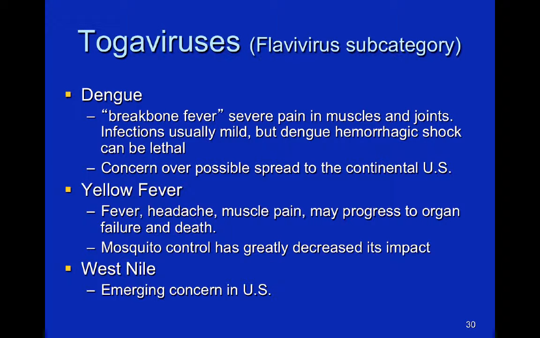And the encephalitis does not occur in every case. Now, with dengue and yellow fever, more commonly, these can be fatal. So dengue, also known as breakbone fever, causes severe pain in the muscles and joints. Infections usually are mild, but it can be lethal.